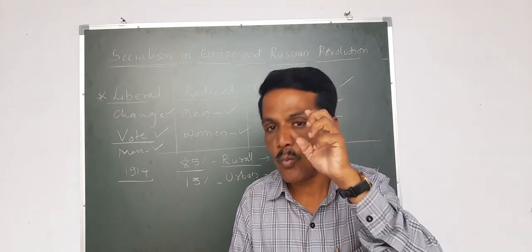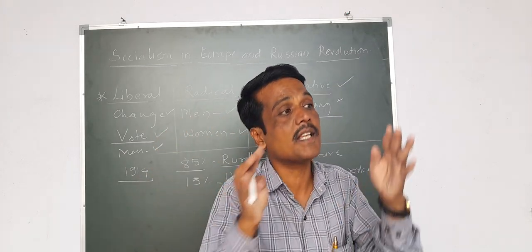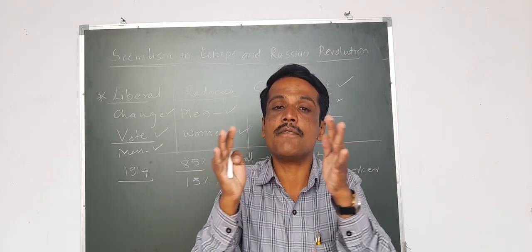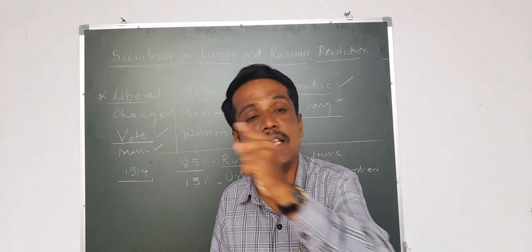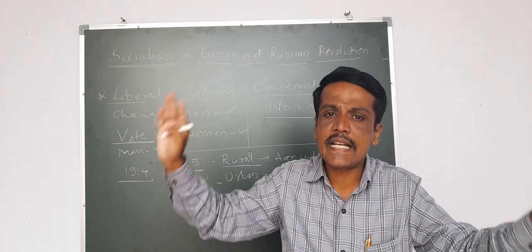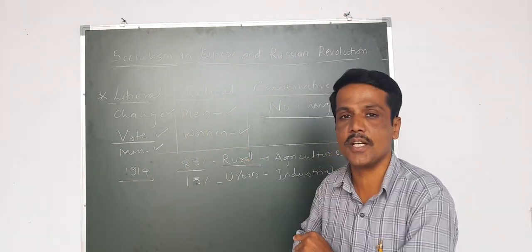One more thing: whenever these labor unions and labor parties started fighting for their rights, the workers came together, and they started resisting, asking, and protesting against the government. So all these ideologies, this was the economic structure and this was the social structure.